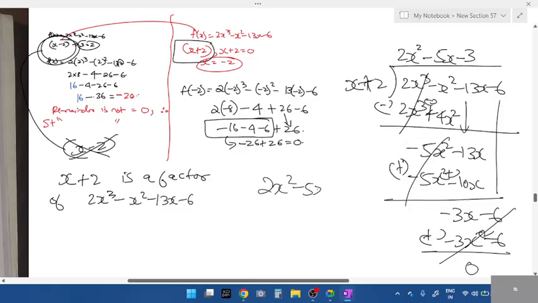2x square minus 5x minus 3. Use sum and product. 2 3s are 6. 2x square, you should get minus 6. So which combination gives minus 6? Plus 1x and like this. Is it correct? Sum and product rule. All of you got it right?